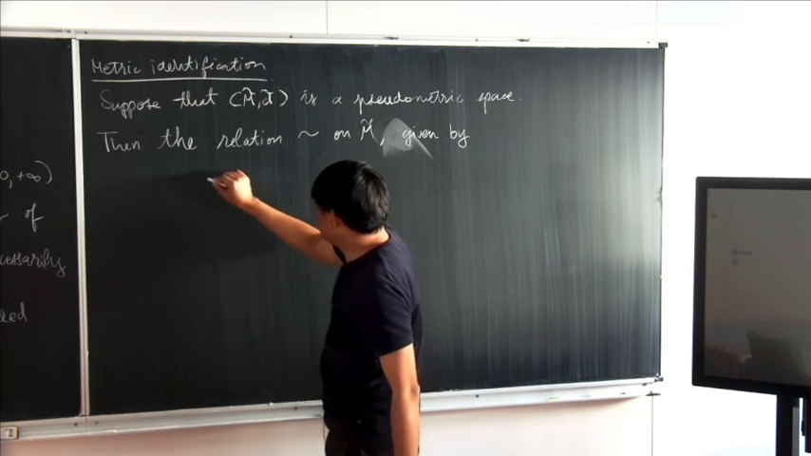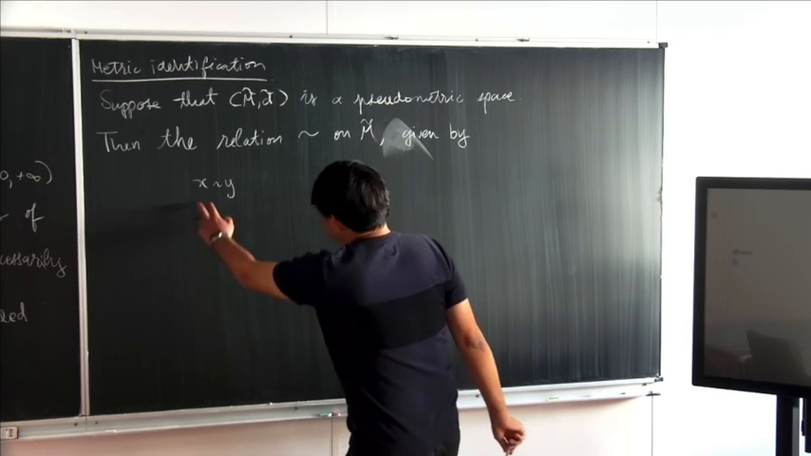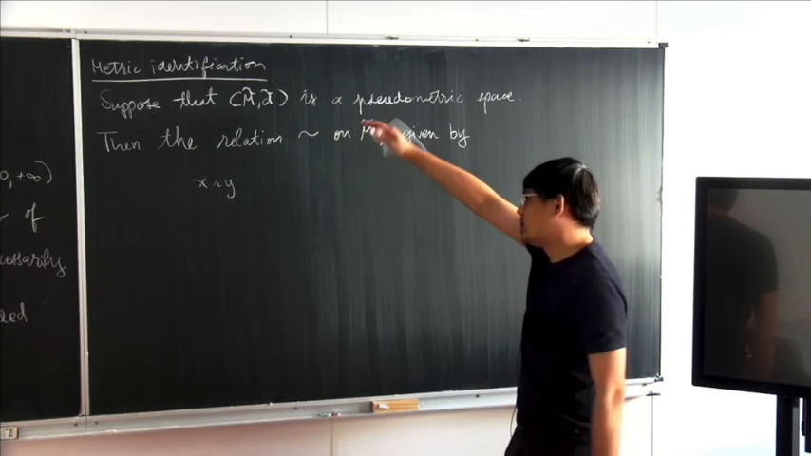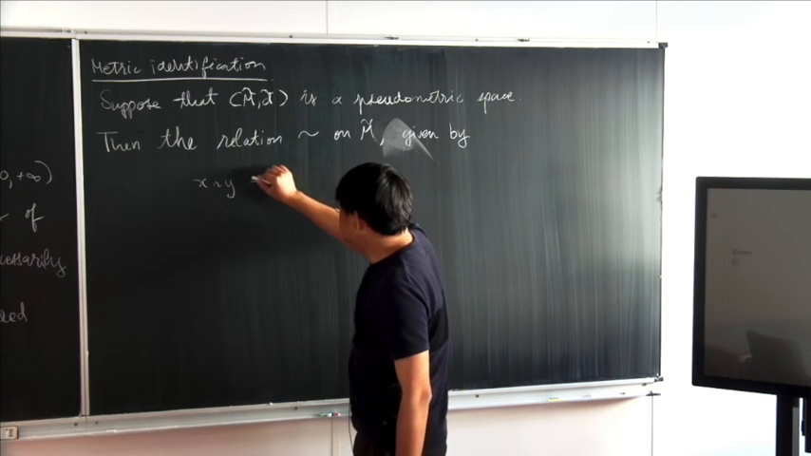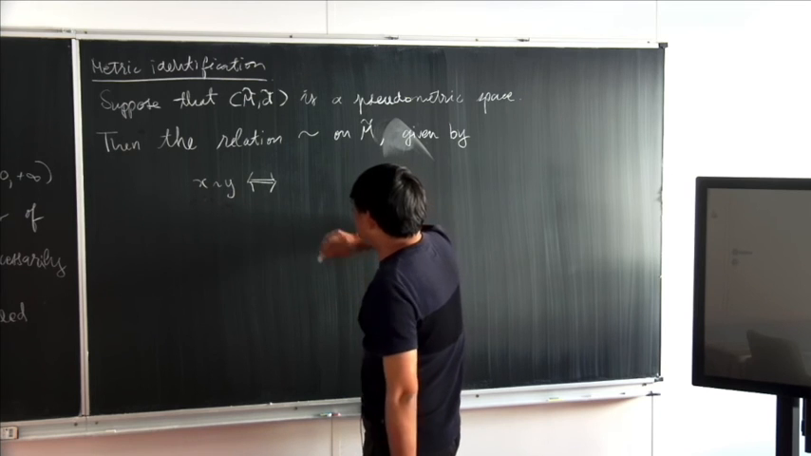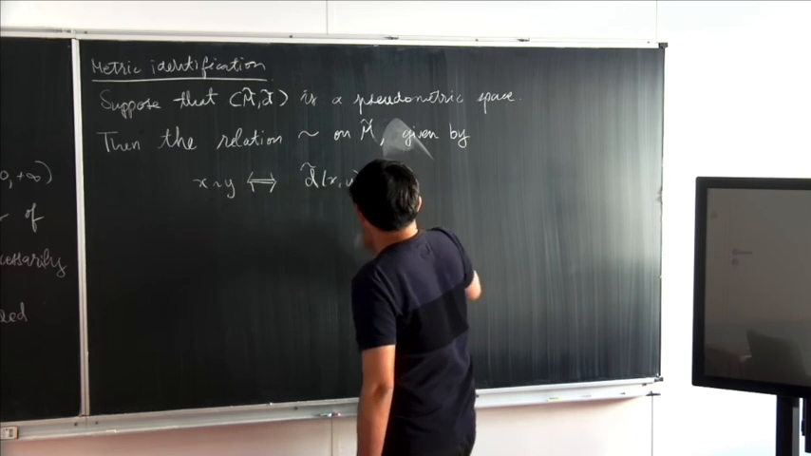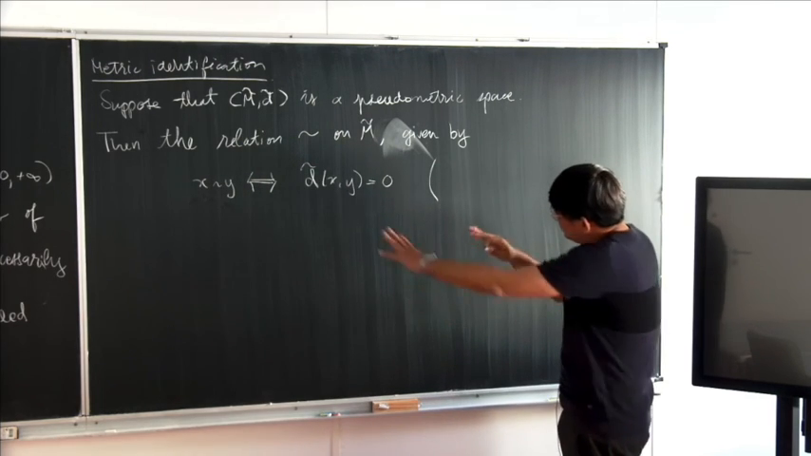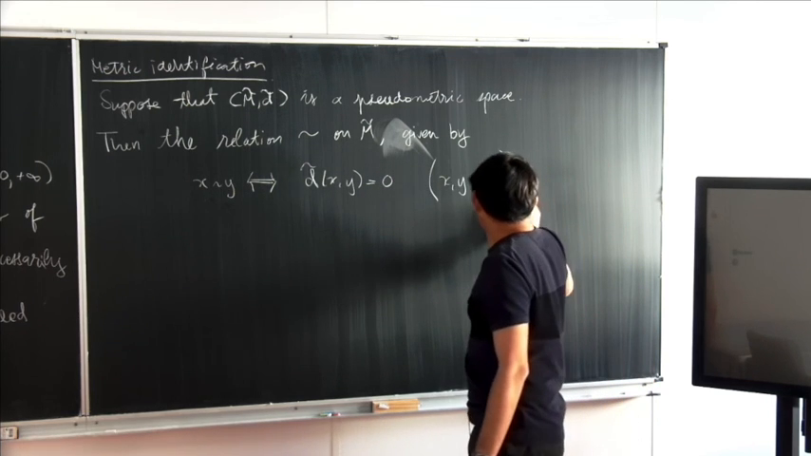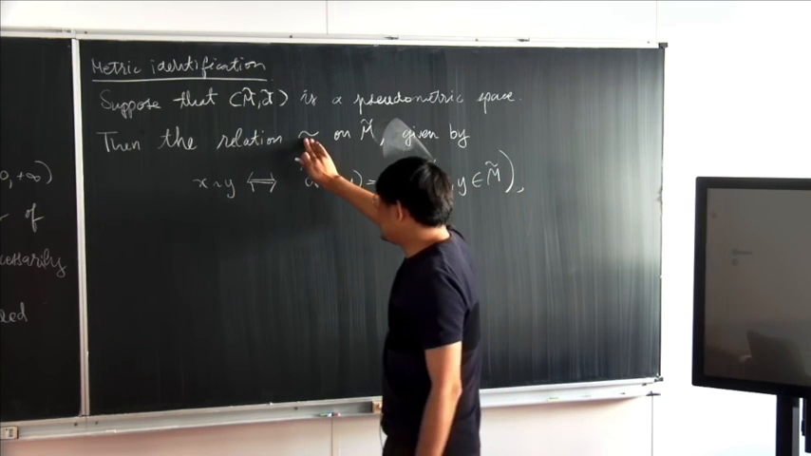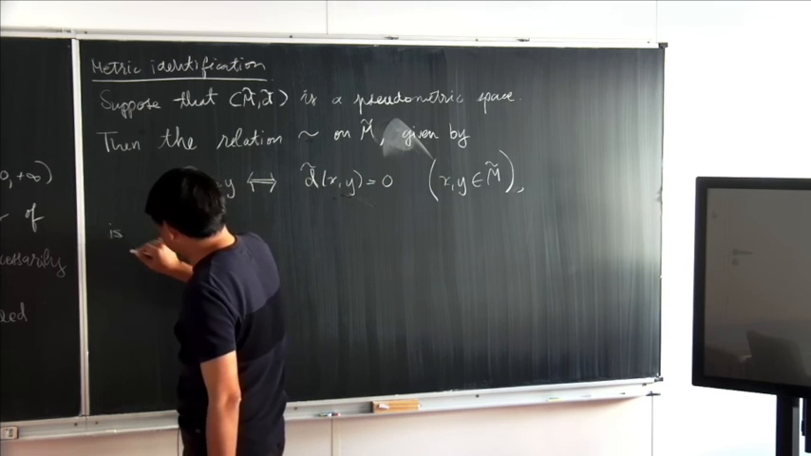We say that x is similar to y, so this is a kind of similarity relation. X is similar to y if and only if the pseudometric between x and y is 0, and of course this is defined for any x and y in M tilt. This relation defined by this is an equivalence relation.